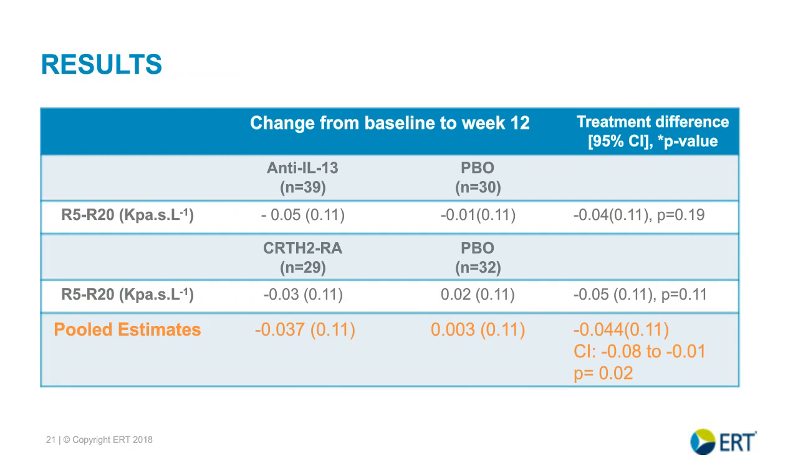So what you can see is, as I've mentioned, there's an effect size of about 0.04 to 0.05 kPa second litre to the -1 for R5-R20, comparing anti-inflammatory therapy versus placebo. Neither study shows a significant effect, but the pooled estimates give you an effect of about 0.04 kPa second litre to the -1, favouring anti-inflammatory therapy against placebo.